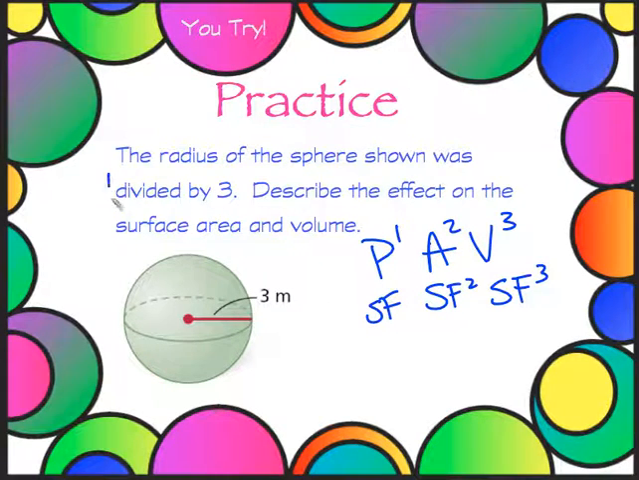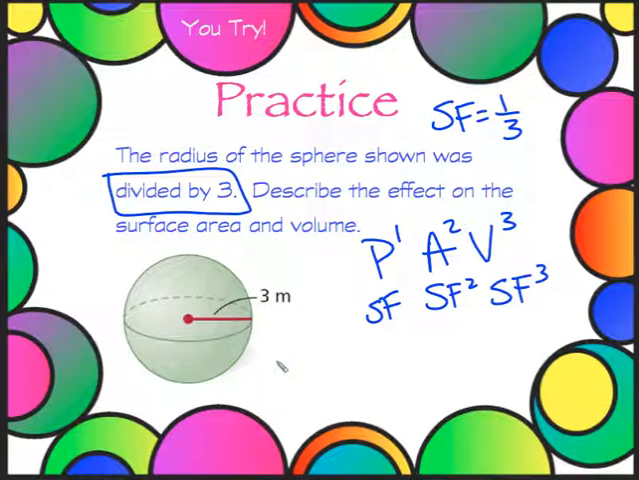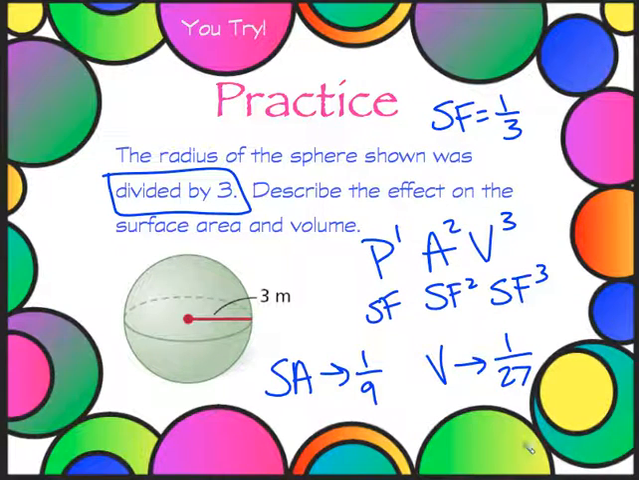So if everything's divided by 3, that's kind of a tricky way to ask it, but the scale factor would be 1/3. So the surface area would change by a factor of 1/3 squared, which would be 1/9, and the volume would change by a scale factor of 1/3 cubed, which would be 1/27.